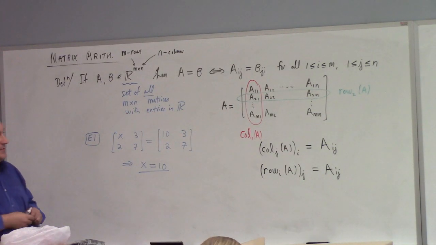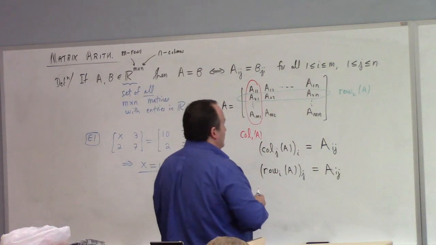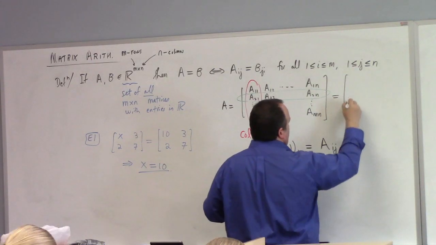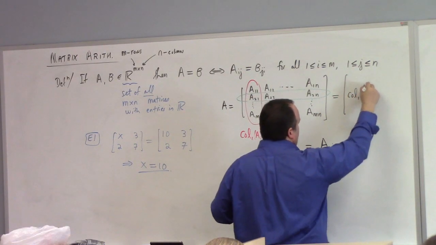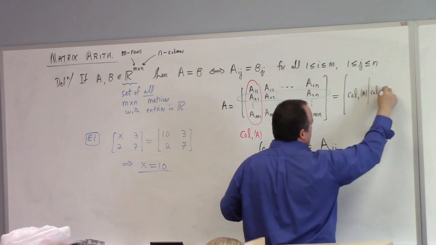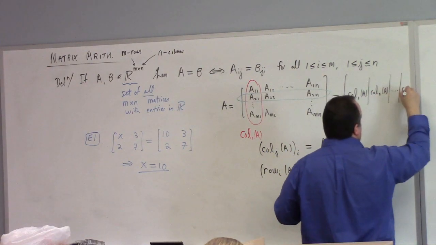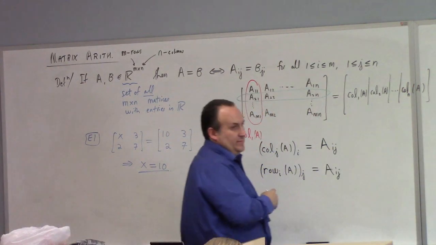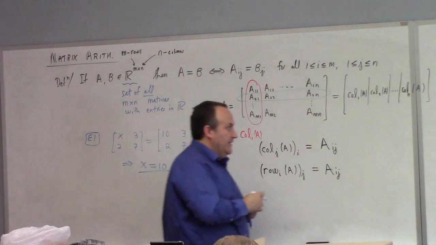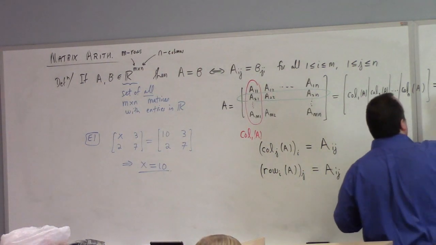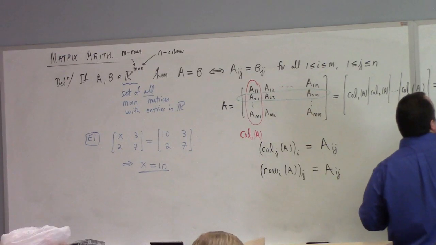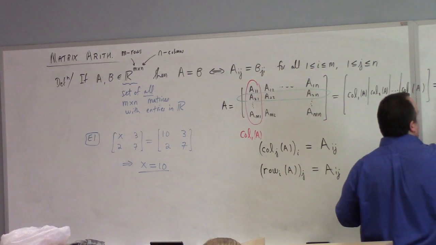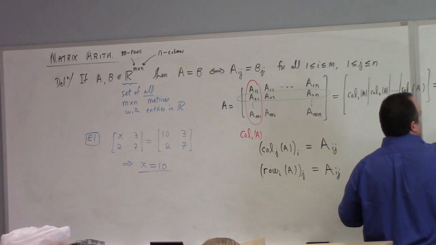All right? Now, we can write A either as a bunch of columns glued together, like column 1 of A, column 2 of A, and so forth and so on, until I get to the nth column of A, right? Or, what else could I do? I can write A as a stack of row vectors. Row 1 of A, row 2 of A, dot, dot, dot, row m of A.